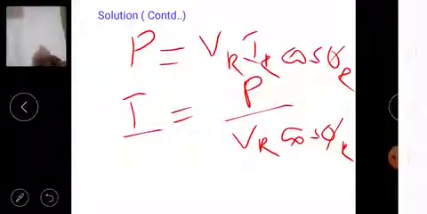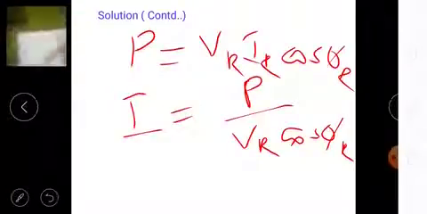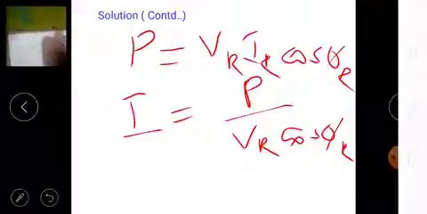Here IR is equal to 150 by VR, and here also by VR. Cross multiply, so we get the value of VR. So again, here Vs is equal to VR plus I into R cos phi r plus I into XL sin phi r.